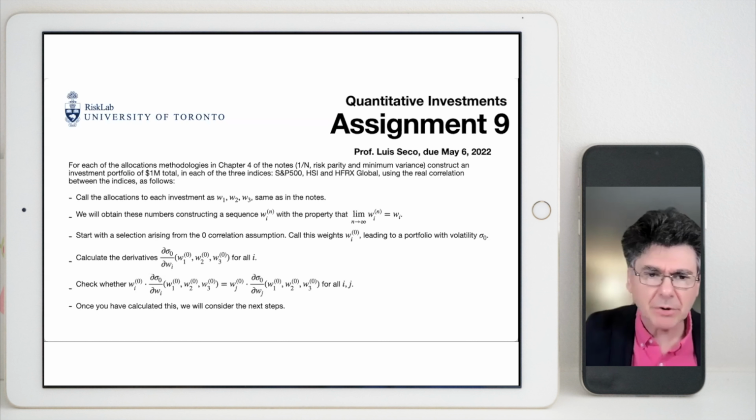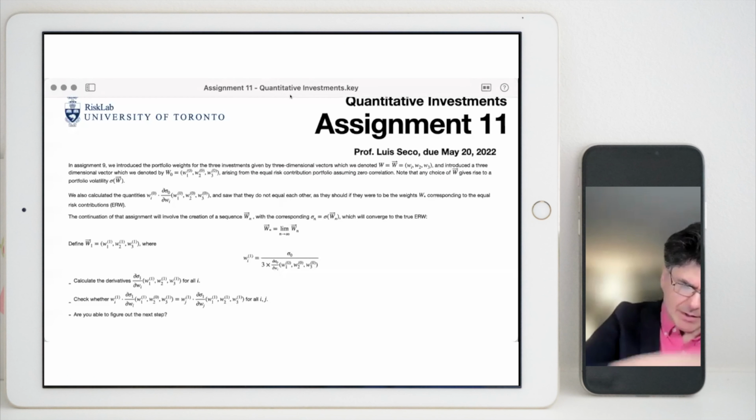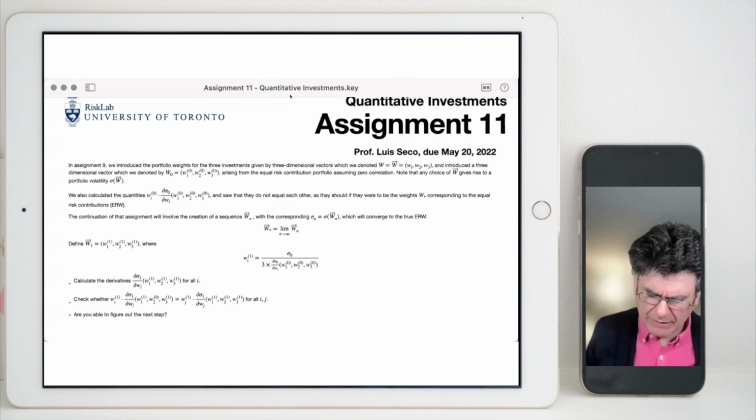Okay, so I see some people nodding. This is good. So let me now go to the next assignment. I'm going to stop the share and go to the new share. I'm going to change assignments, but you see, when I change assignments, I'm doing the same thing. In this assignment, what do we have to do?